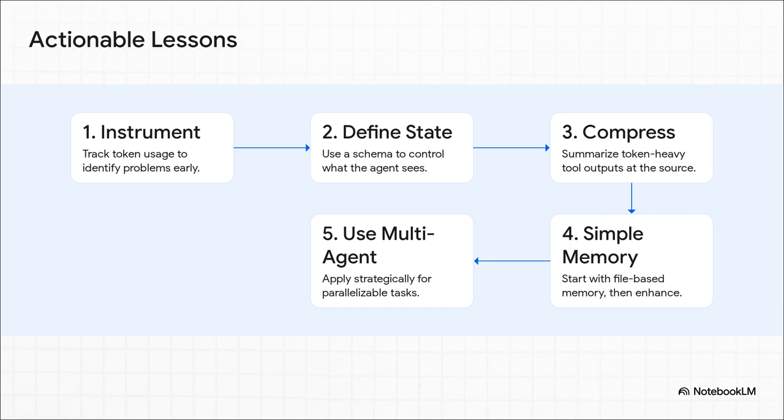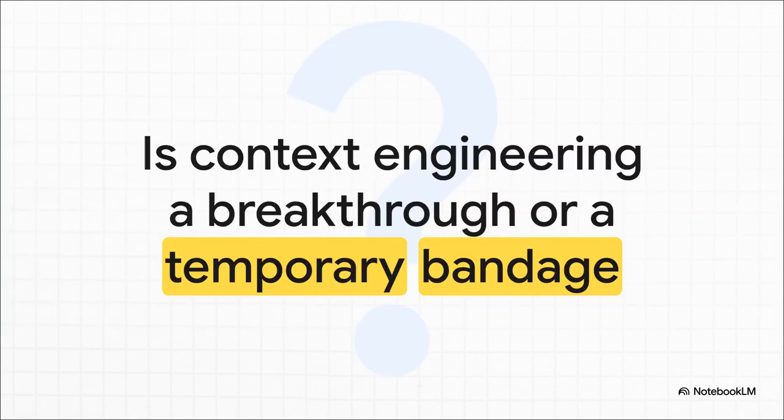First, instrument everything. You have to track your token usage so you can spot problems early. Second, be deliberate about your state. Use a schema, not just a messy list of messages, to control what the agent sees. Third, compress your context at the boundaries, especially with chatty tools. Fourth, start simple with memory. A basic text file is often all you need to get going. And finally, save those complex multi-agent systems for tasks that are actually suited for them, like things that can be done in parallel.